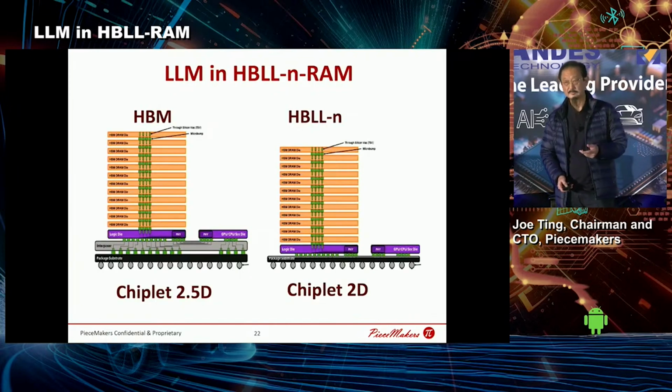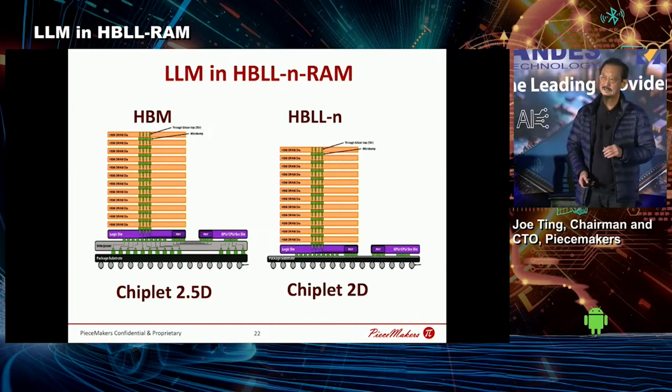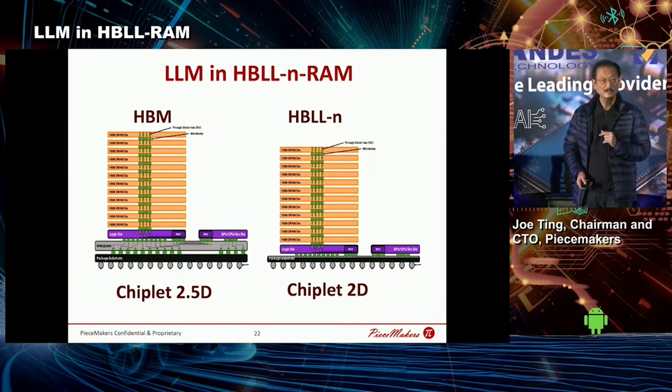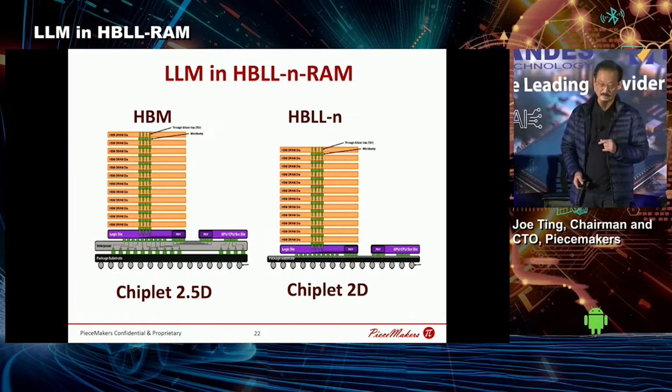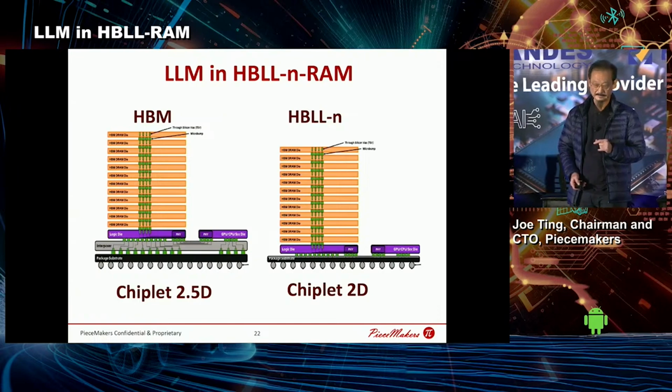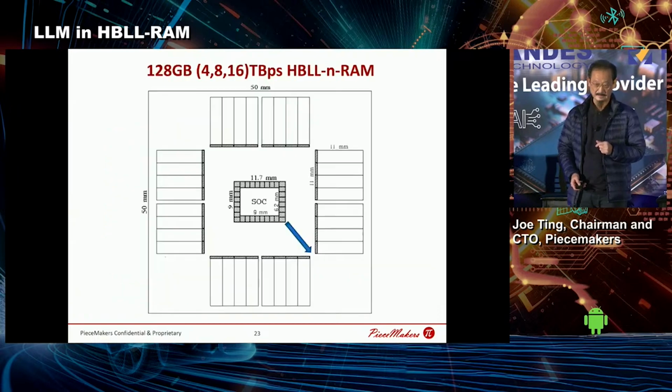And in the future, it will be stacked up just like HBM. But we don't need CoWoS. It's 2D, not 2.5D, which means lower cost. And it can provide a solution from 128 GB up to 16 TB per second for the large language model.